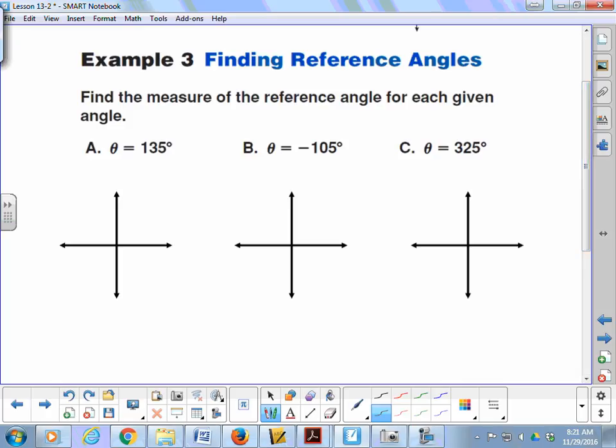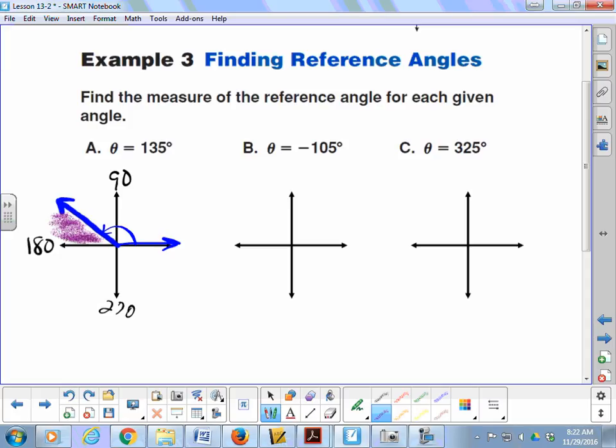All right, so letter A, we have a 135 degree angle. So we know it's positive, so we know it's positive 90, 180, 270, and so on. Right? So when I draw this angle, it's going to be in the second quadrant, and it's 135 degrees this way. So the reference angle then is the distance from the terminal side to the x-axis. So we're talking about this area here.